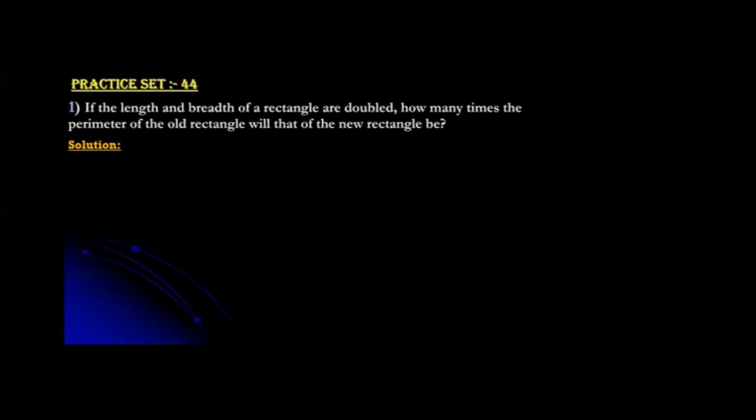If the length and breadth of a rectangle are doubled, double means two times, twice, how many times the perimeter of the old rectangle will that of a new rectangle be? How many times the perimeter of the old rectangle will it be?